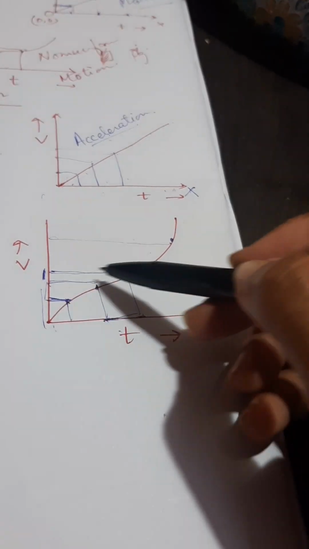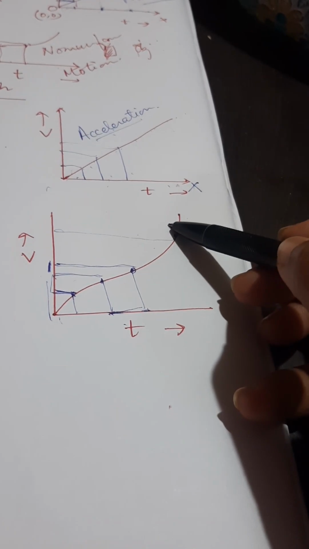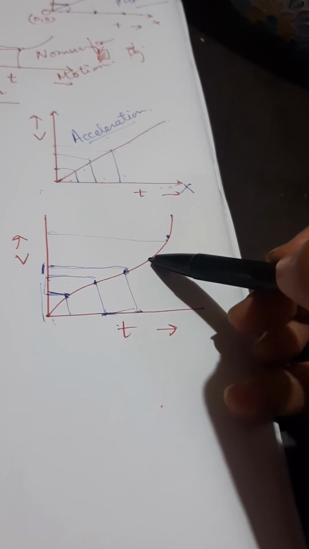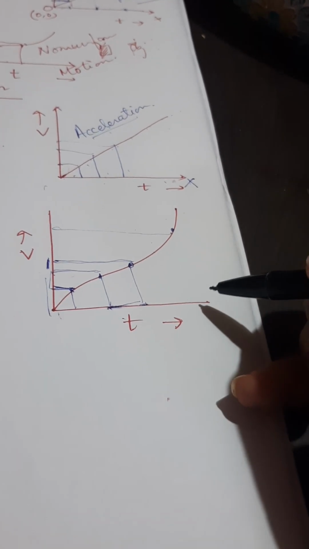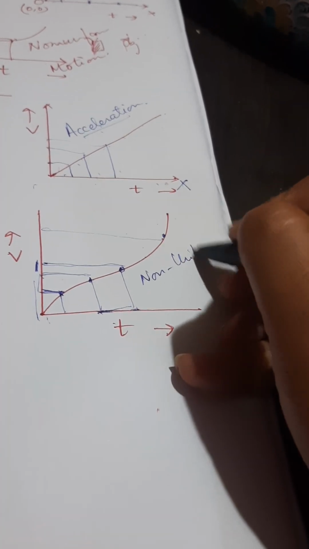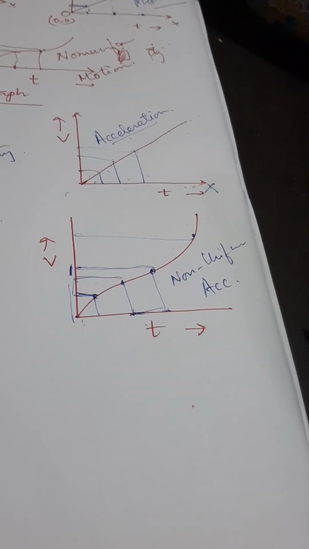You can see it's an increasing trend of velocity. That means velocity is increasing, but it is not uniform acceleration. It is non-uniform acceleration. Okay? So, this is acceleration, but non-uniform acceleration. I think it's clear to you.